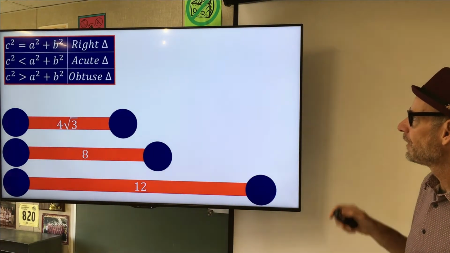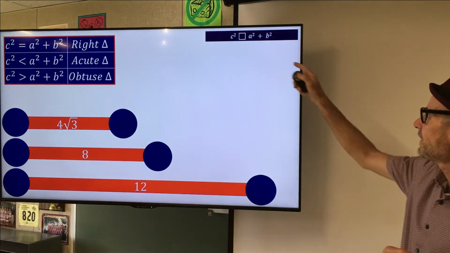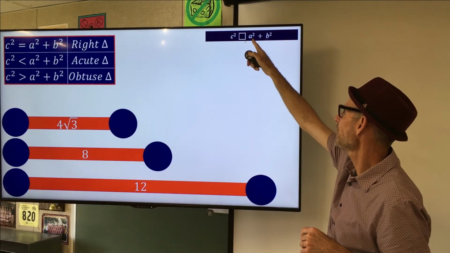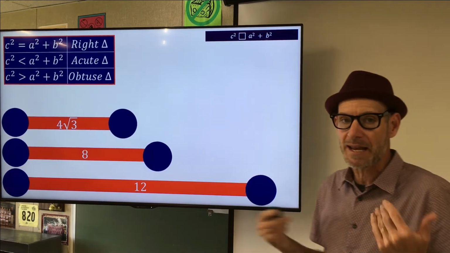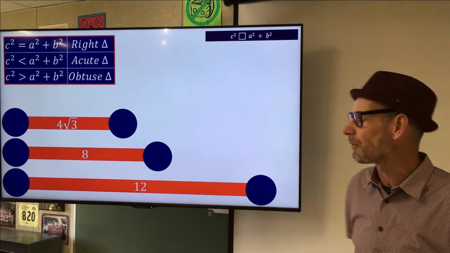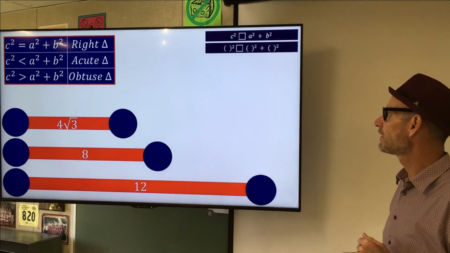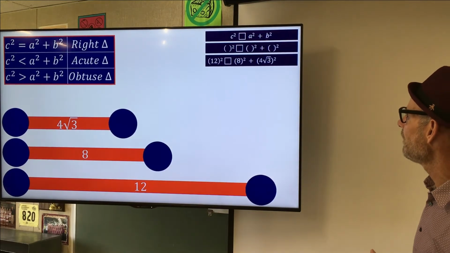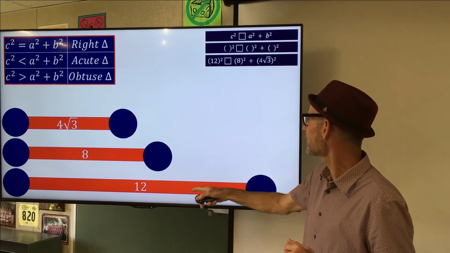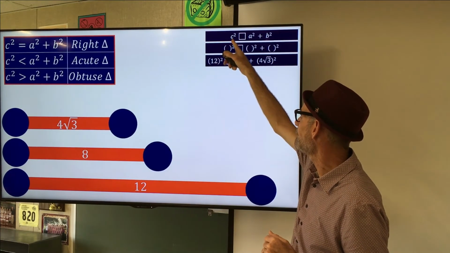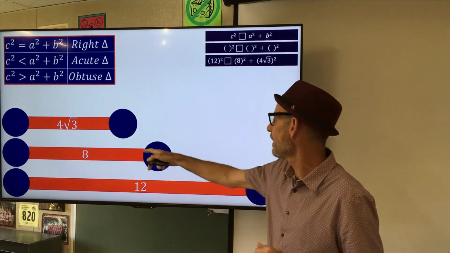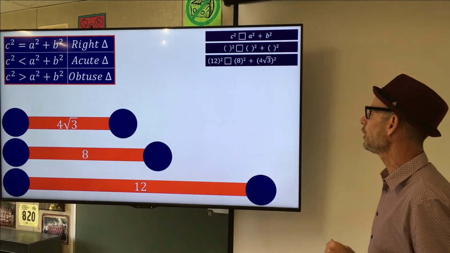So to start out with, we're going to take c squared equals a squared plus b squared, but notice I'm not putting the equal sign in there because I don't know yet if they are equal. It might not be a right triangle. And so it's going to look like that, and then I fill in my variables. So the longest side is 12, so that goes where the hypotenuse would go. That's the c part of the Pythagorean theorem. And then my legs are 8 and 4 root 3, so I substitute those in.